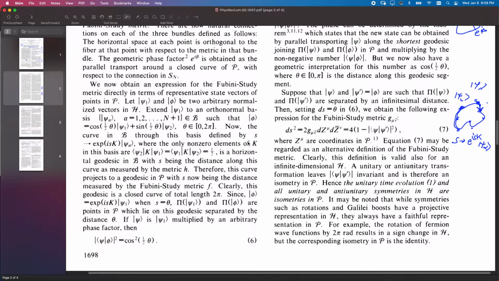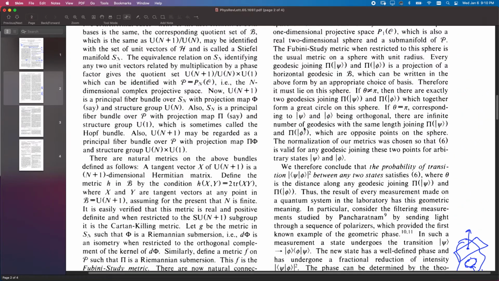Okay, so my questions are, why do we only have psi 1 and psi 2? Why is the curve defined? Why are these the only non-zero elements? So many questions. Well, whatever. I want to get this paper done.